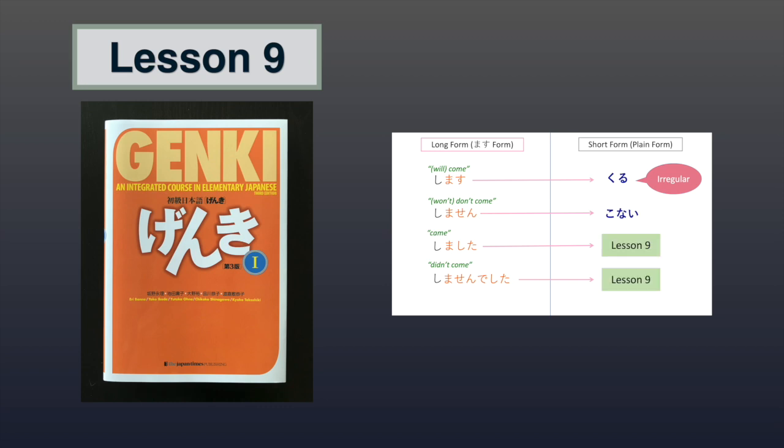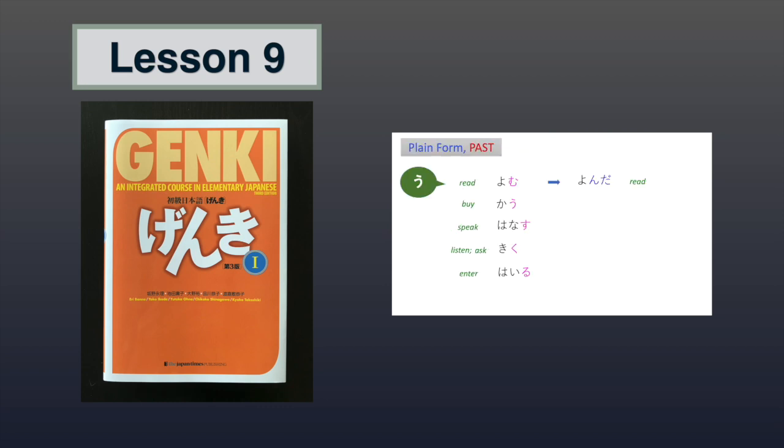The most important grammar in this lesson is the plain past conjugation for Japanese verbs. I recommend taking notes as you watch this lesson, okay? By the end of this video, you should be able to make the た form and the なかった form by yourself.